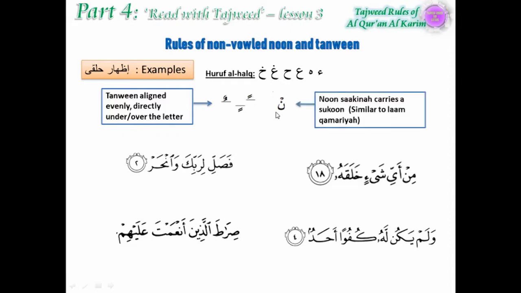The noon saakinah carries a sukoon, similar to lam qamariya. If you remember the rule of lam qamariya and lam shamsiya, we said that the lam qamariya is the one to be pronounced clearly from its makhraj, so that also carries a sukoon, whereas lam shamsiya carries nothing because we merge that lam. So the general rule is that the letters which are idhaar will carry a sukoon. Let's look at the examples.